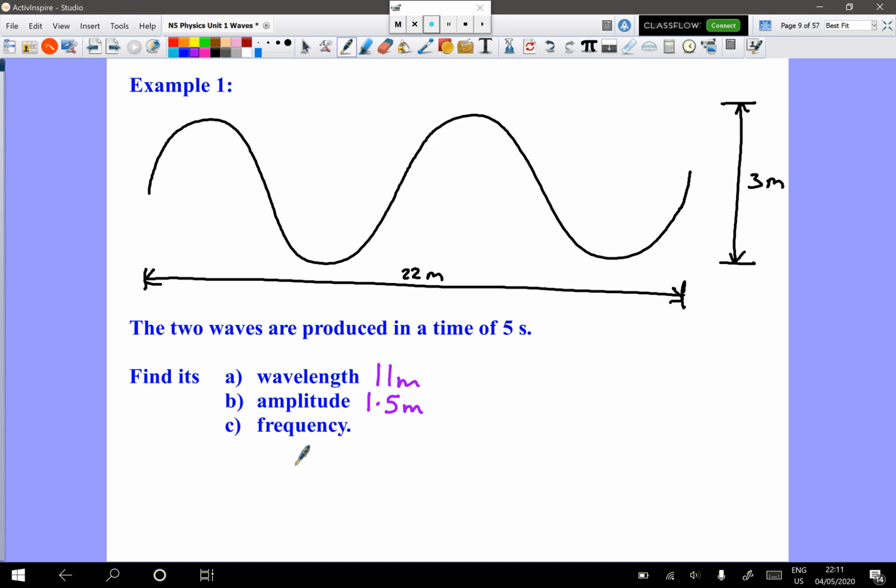Now frequency we can also calculate from the information that we're given, because as well as being given this information in the diagram, we're also told that those 2 waves are produced in a time of 5 seconds. So if you look back to the last video, our first equation that we introduced was f equals n over t, the number of waves divided by the time taken. So we've got 2 waves being produced in 5 seconds, which means that our frequency is going to be 0.4. And don't forget your units there, you'll always lose a mark if you don't put your units in. 0.4 Hertz.